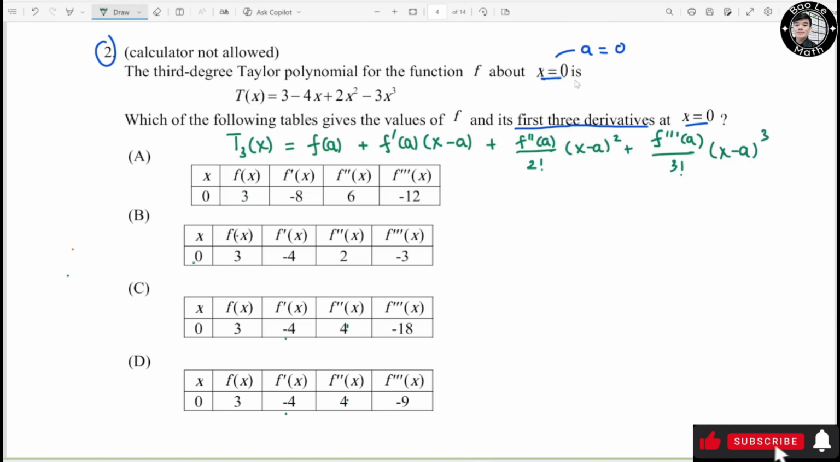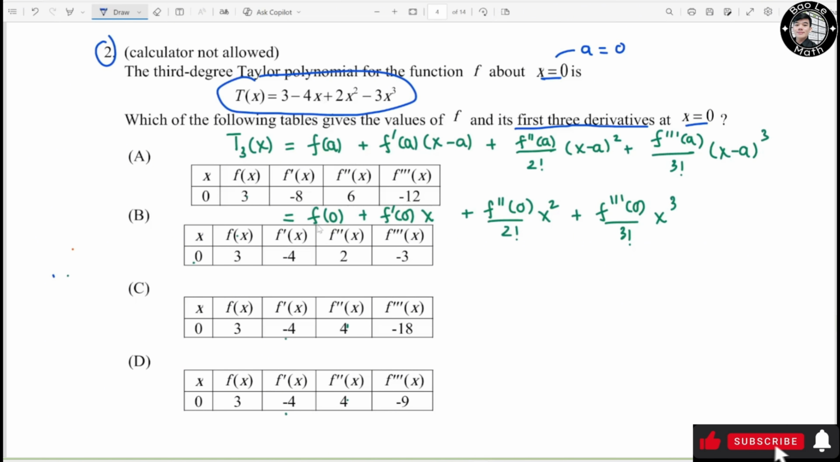Now the center at x equals 0 means a equals 0. Substitute 0 for a, and we have f of 0 plus f prime of 0 times x plus f double prime of 0 over 2 factorial times x squared plus f triple prime of 0 over 3 factorial times x cubed. Now we're given this, so we just put it down over here. Now we just match this up.